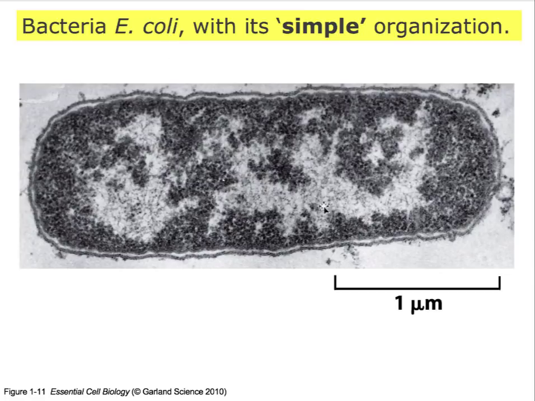E. coli have no tails, therefore those are not present in this diagram. The scale bar suggests that this cell is approximately 1 micrometer in width and about 3 micrometers in length.